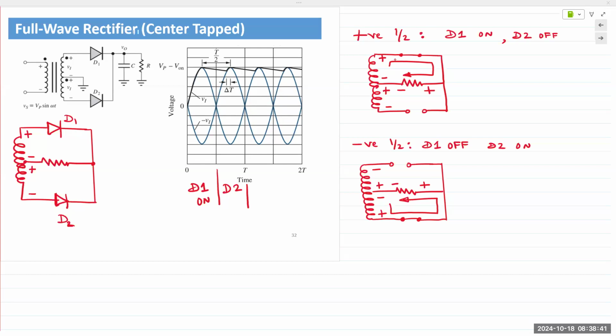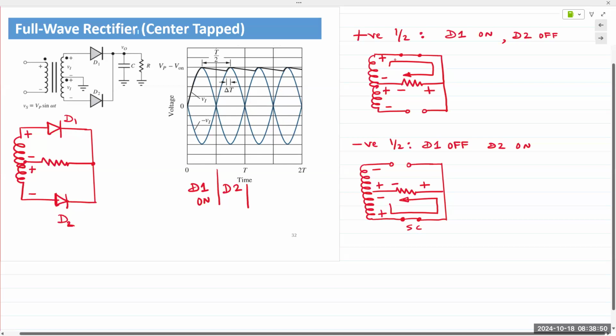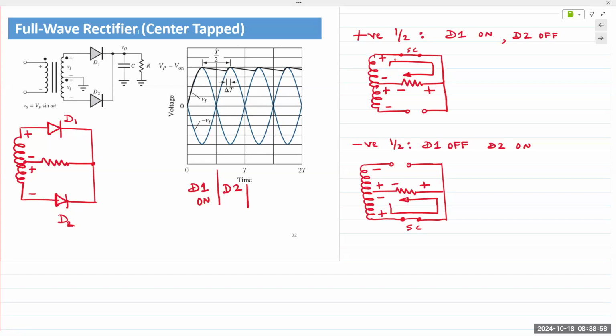So positive half cycle, D1 is a short because it's on, D2 is off, so it's an open circuit. Negative half cycle, D2 is a short and D1 is an open circuit. In both cases, the current, of course, is going from plus to minus. In both cases, the current is entering the resistor from the right, as illustrated in our diagram, so it's going from right to left. Point of entry is towards the right, so the voltage drop across the resistor is in the same direction for both half cycles. And that's the key point.